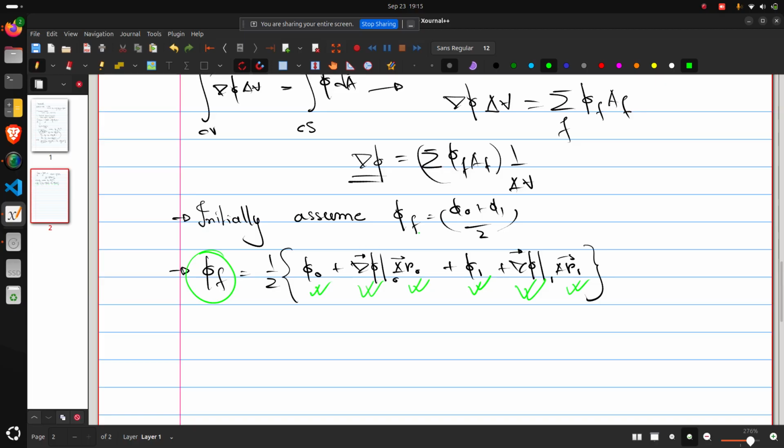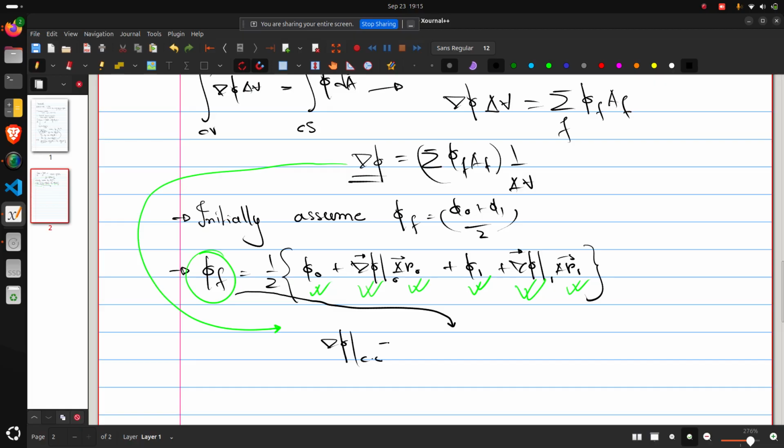Then we again go back to the top equation that is shown here. With this new approximation of phi f, we again plug phi f into this equation. So the gradient of phi at the cell centers, I am writing CC, and phi 1 and phi naught are known from the previous time step, right?